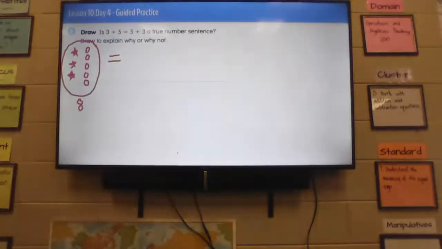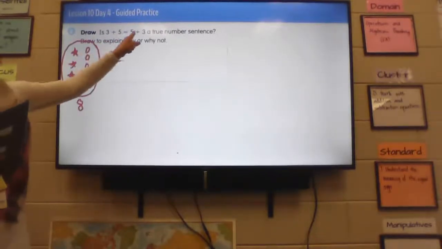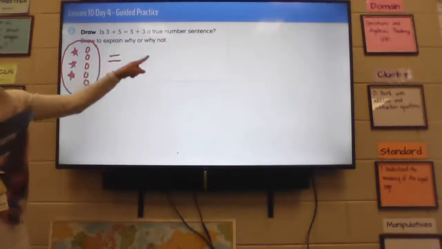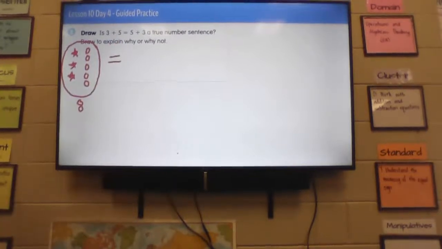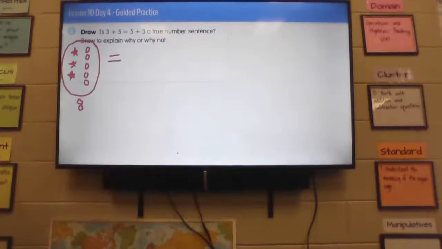Brock, what do you think? Well, okay, what am I going to draw on this side? Because remember, it says draw. I have to draw something. What should I draw over here? 5 what? Sure. Okay. Now draw a circle around that and then count how many you've got in that circle.